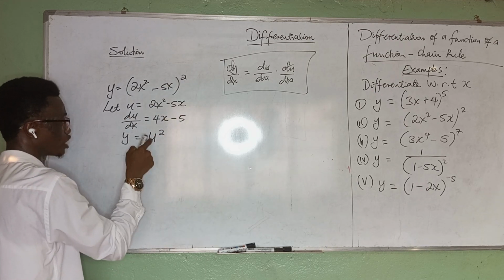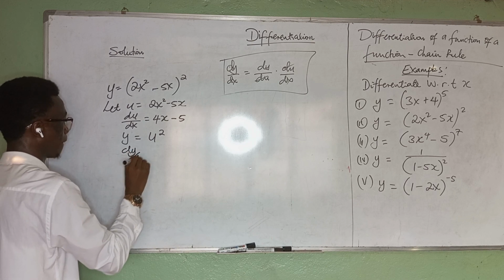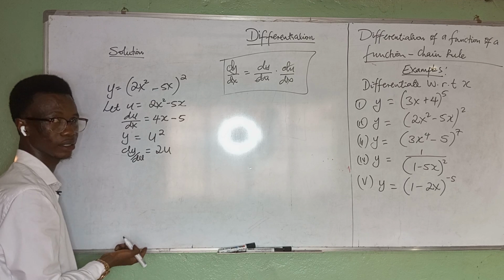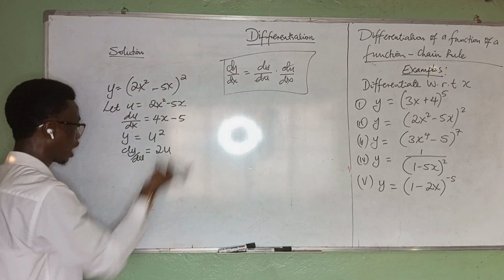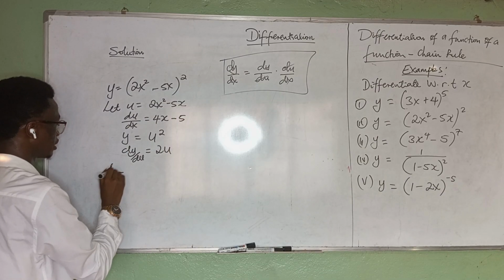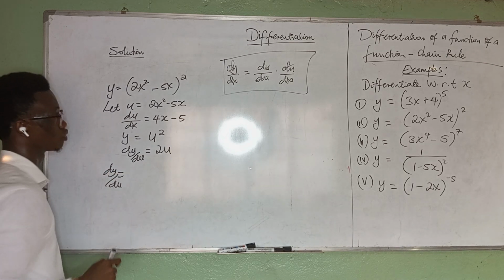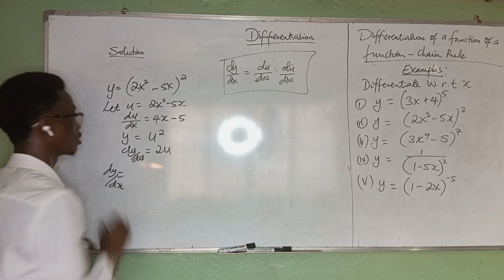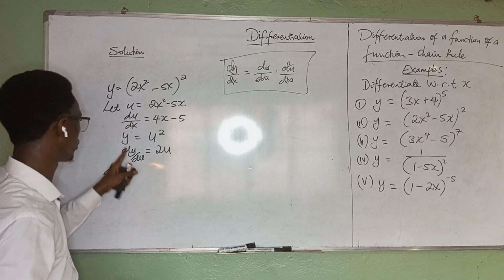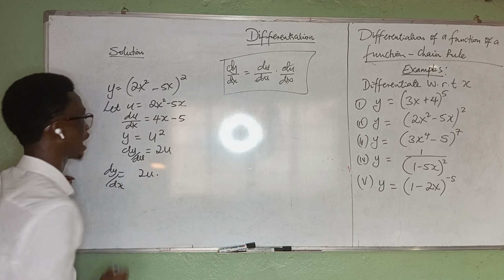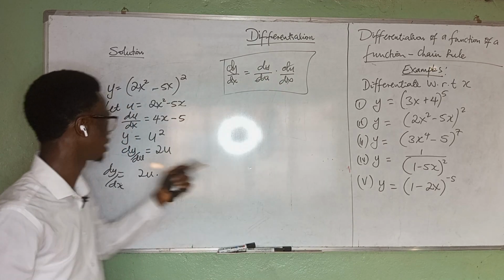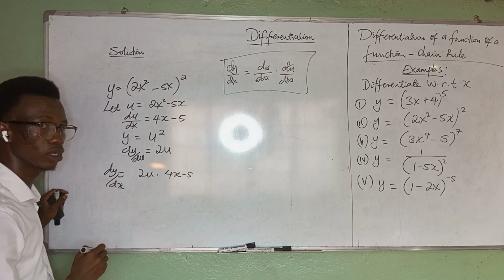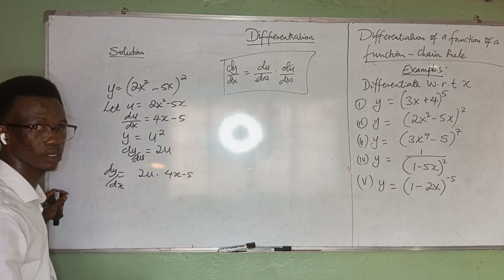We differentiate y with respect to u. dy by du equals 2u raised to the power 1, so it's just 2u. Now from the formula, dy by dx equals dy by du, which is 2u, multiplied by du by dx. So it's actually very simple. We have 4x minus 5, so we just multiply this one.